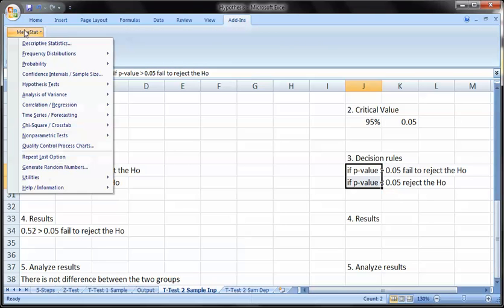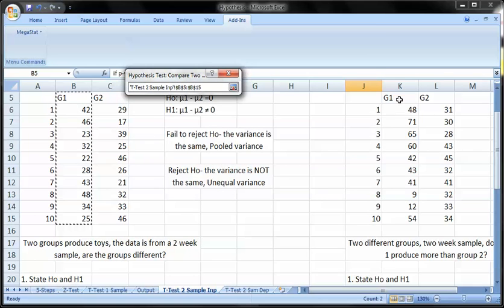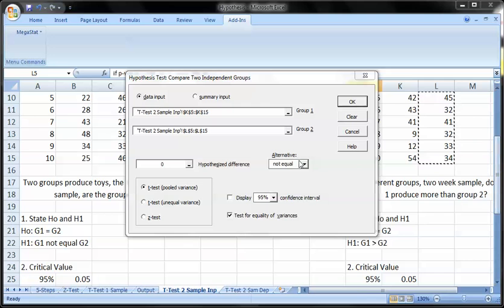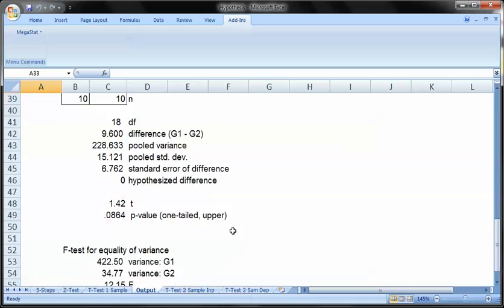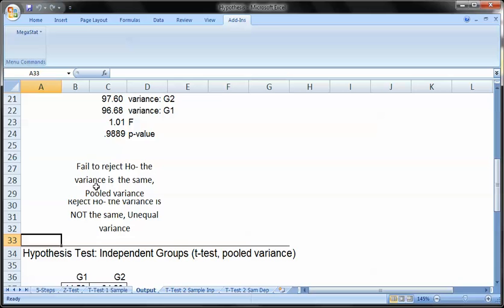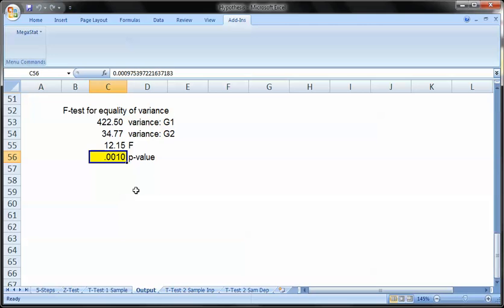So we'll go to my add-ins, MegaStat, two independent groups. My group 1 is going to be over here this time, and my group 2. I'm going to keep it at pooled variance for the time being, and my alternative in this case is greater than. We push OK. I'm going to bypass all of this information. Remember, if we fail to reject, it's pooled variance. If we reject the null, it's unequal variance. It's a pretty low p-value, or 99.9% confidence. So I'm going to say the variances are different.